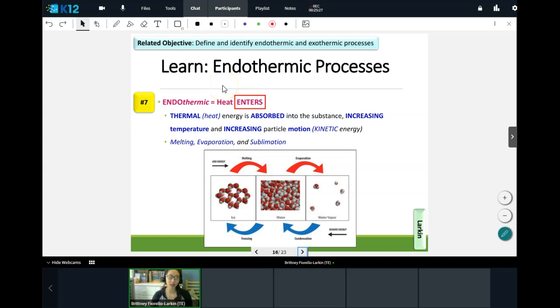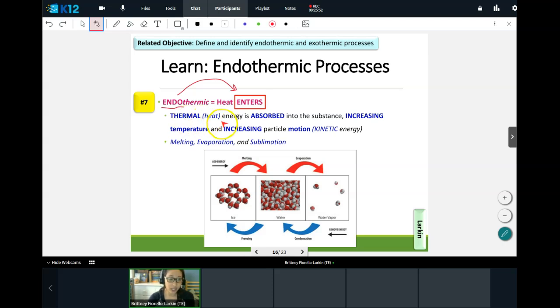Next thing we're going to learn about is endothermic versus exothermic processes, which we actually already discussed at the start of our class. Now we're just going to go ahead and add some vocabulary to it. So the word endothermic, if you think about the prefix endo, you should think of the word enters. So endo means enters, and so endothermic means that heat is entering the substance. So if a process is endothermic, that means that heat is being added to it.